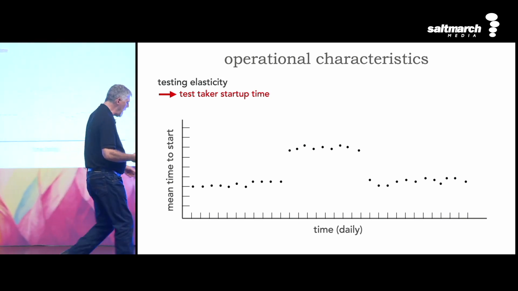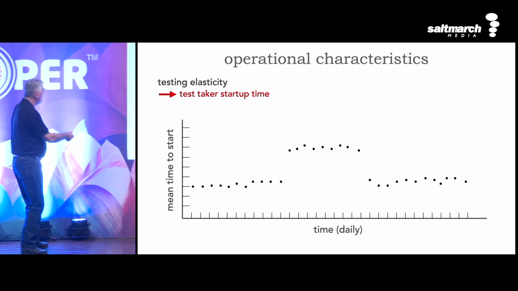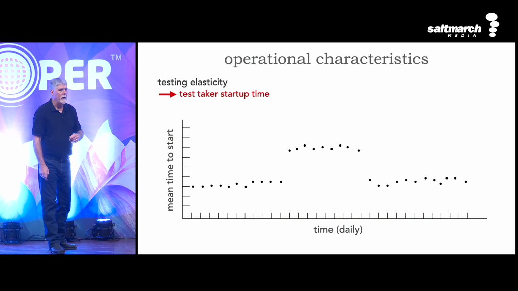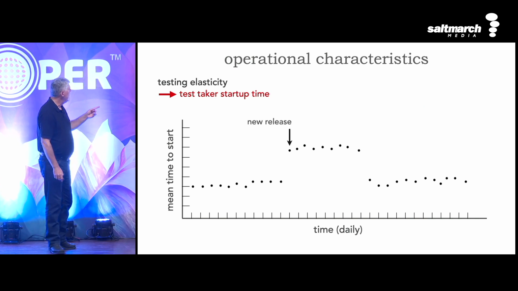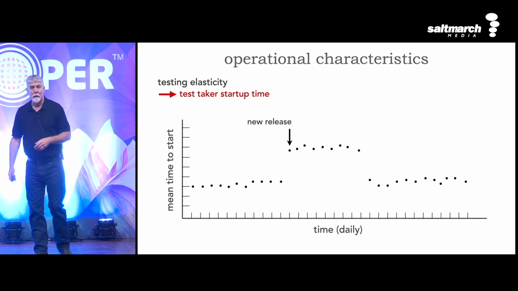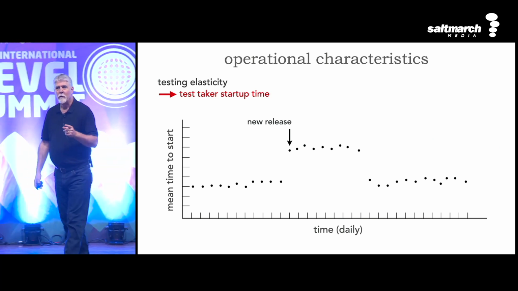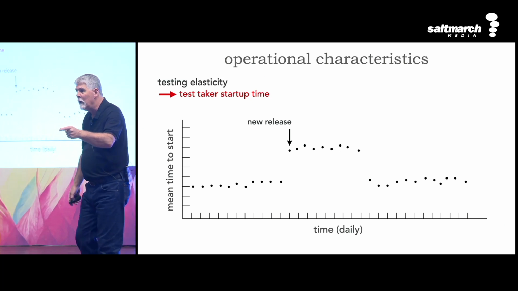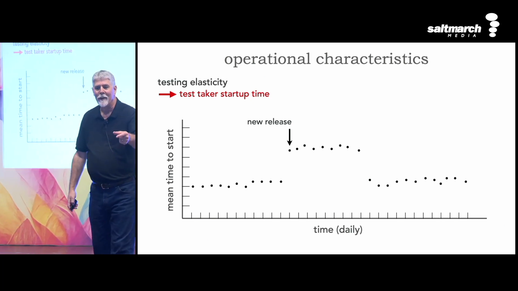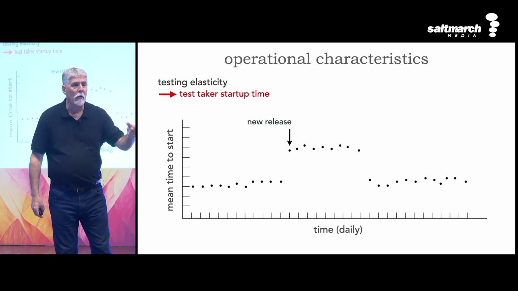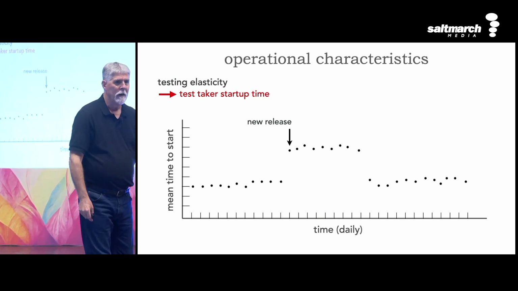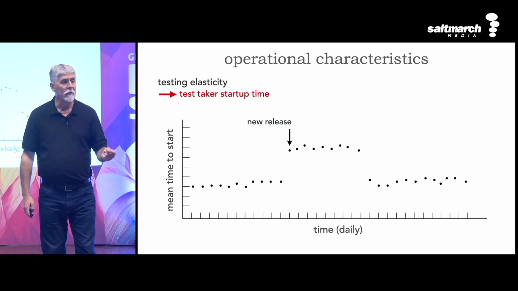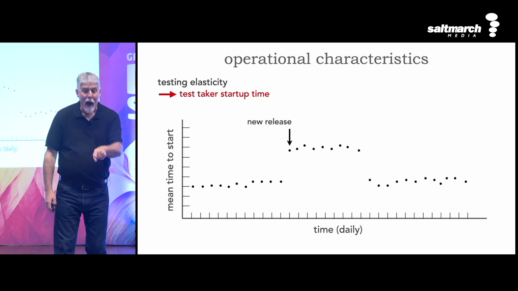What happened right here on this day? Boom, I got notified, by the way. What happened? That was last night's release. Somehow we added functionality or did something in code to that test taker service, and now we've doubled the time it takes to start. That's bad because it's not going to be as elastic. So what do? Let's find the problem.